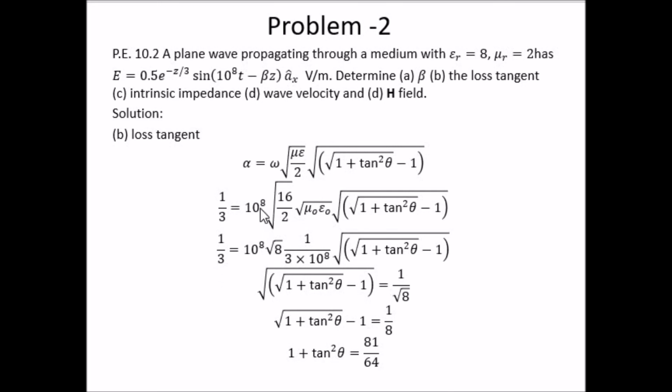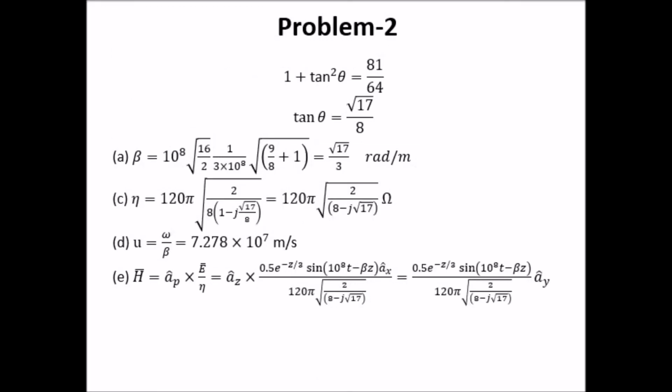Then we take 1 over 3, and put epsilon r times mu r, 8 times 2, equals 16, over 2, so this is 8. If you solve it, you will get 1 plus tan squared theta equal to 81 over 64. The solution is continued on the right. So 1 plus tan squared is 81 over 64. Then we can find tan theta, and this is the loss tangent, tan theta L, equal to square root of 17 over 8.